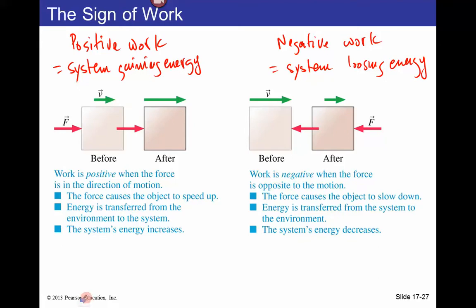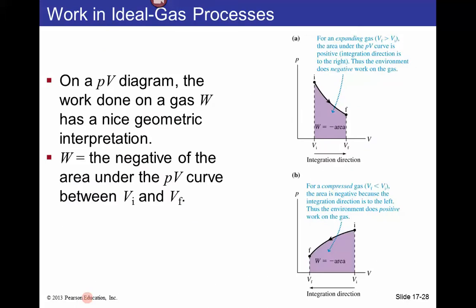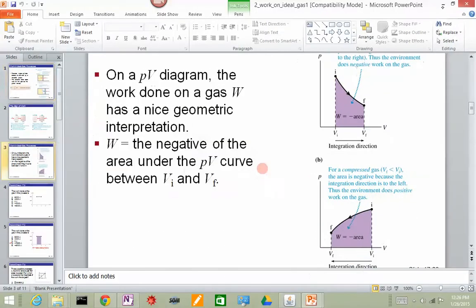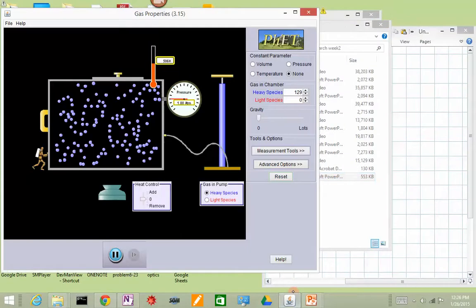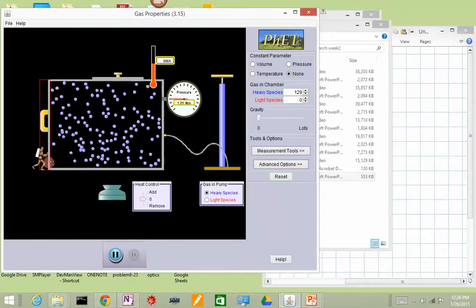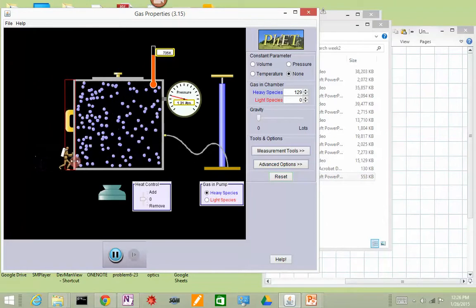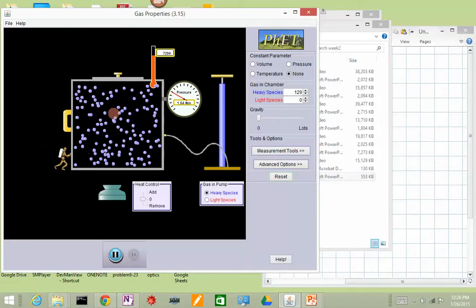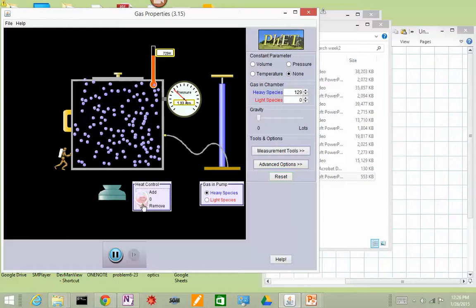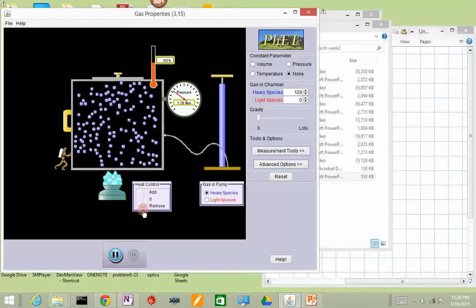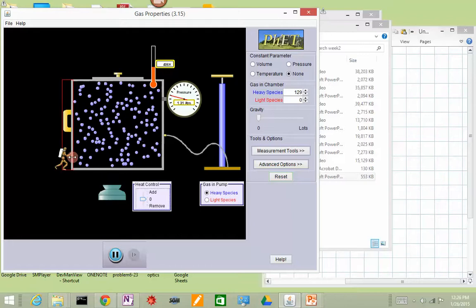So now we can apply those ideas to ideal gas processes. What is a process? Well, a process is a change from one state to the other. For instance, a process would be, and let me show you with one simulation, taking the system from this volume to this other volume here. That is a process. Or taking the system from some temperature to a different temperature. That is a process, right?